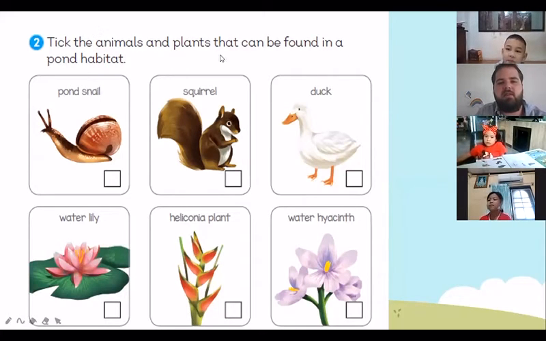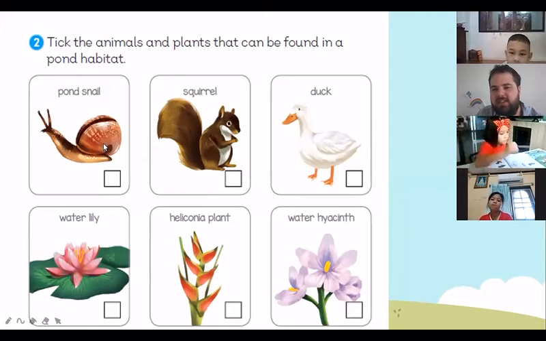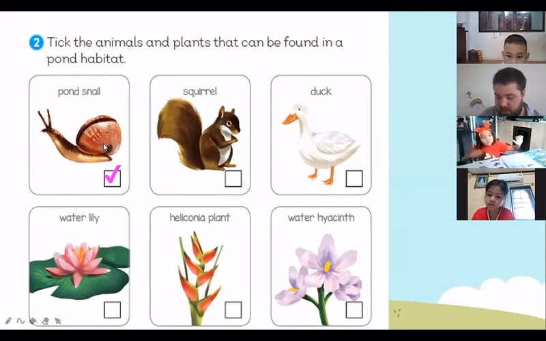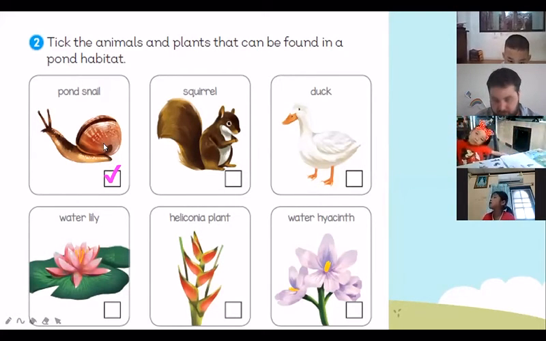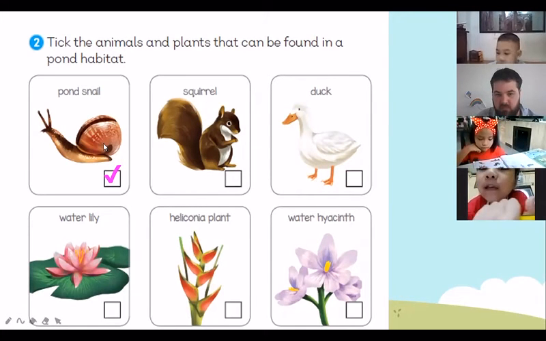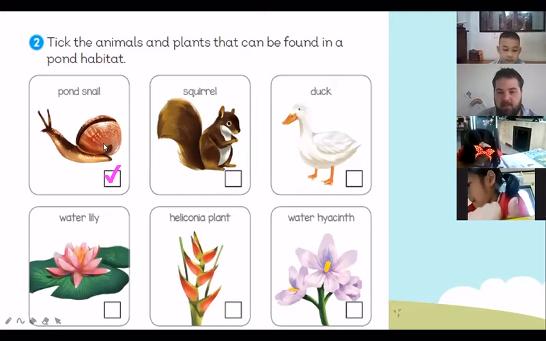Okay, so we need to tick the animals and plants you can find in a pond habitat. So, pond snail. Does the pond snail live in the pond? Yes, so we need to tick the snail. Are we finished? Very good.